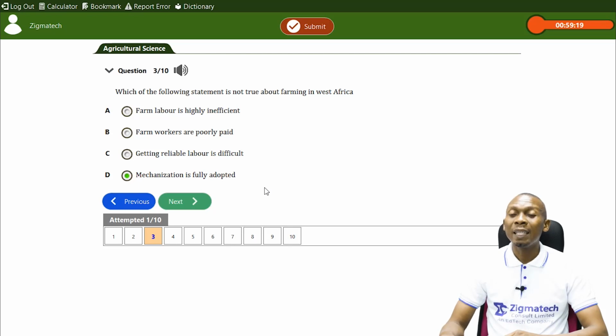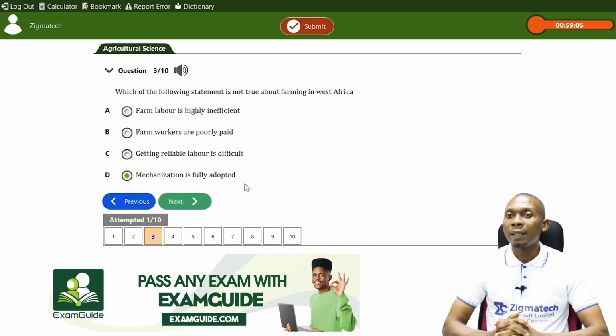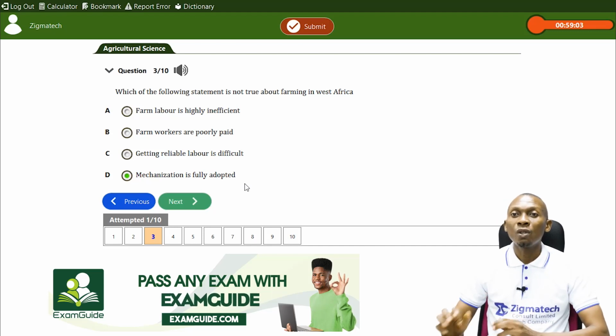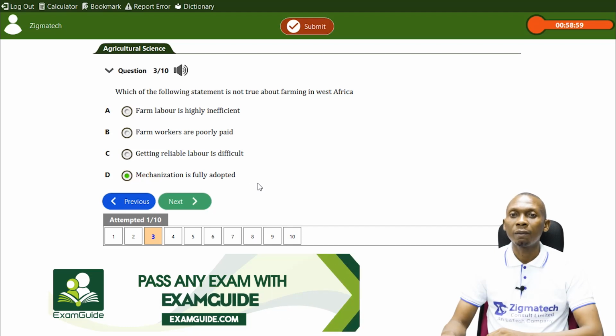Farm labor is highly inefficient, that's true. Farm workers are poorly paid, that's true. Getting reliable labor is difficult, that's true. Remember the question said which of these following statements is not true? And the last option here is mechanization is fully adopted. The answer is D, that is not true. So mechanization is not fully adopted in West Africa.